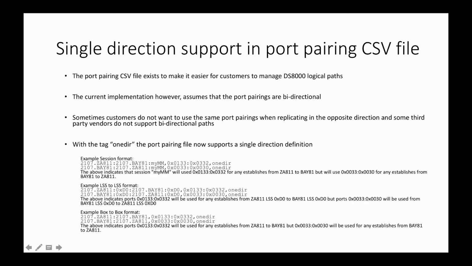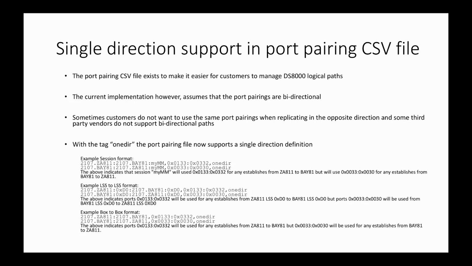All right. Single direction support for port pairing CSV file. Copy Services Manager has what we call a CSV port pairing file. With this, you can set up between two boxes certain port pairs, so that it's a lot easier to manage your DS8000 logical paths. Copy Services Manager uses and reads that file. So anytime we're going to do an establish between those two pairs that are based off of something in that file, we will use those port pairs that are defined.